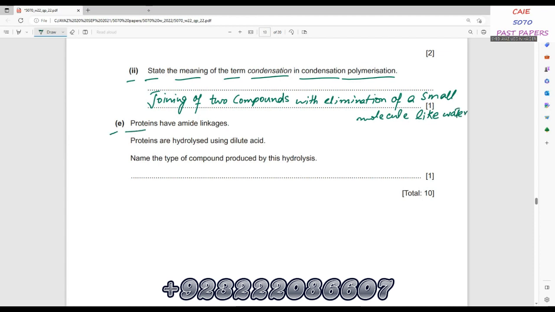E. Proteins have amide linkages. Proteins are hydrolyzed using dilute acid. Name the type of compound produced by this hydrolysis. You know, proteins are the polymers made from amino acids. So you will get amino acids on hydrolysis of proteins.